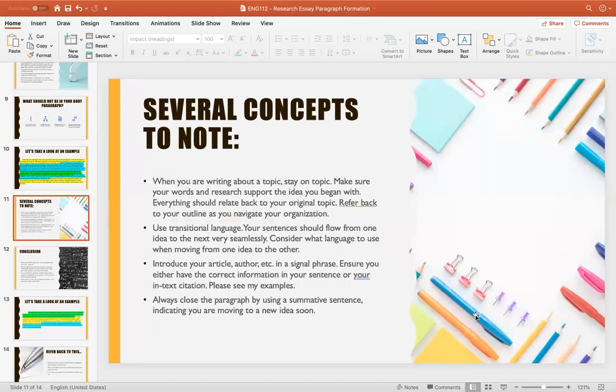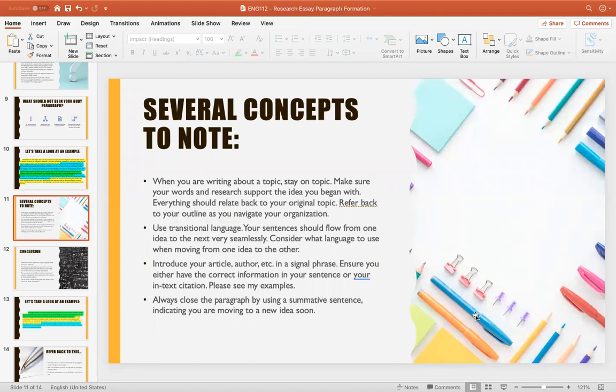Several things to note. When you are writing about a topic, stay on topic. Make sure your words and research support the idea you began with. Everything should relate back to your original topic. Refer back to your outline as you navigate your organization. This is ultimately what's going to keep you on track.